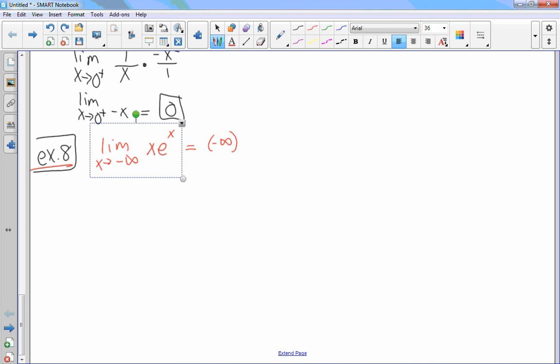What does an e graph look like? Where is e going as you go to the left? Negative infinity. 0. So we have a product, an indeterminate form, that's a product. We have to manipulate it into a quotient in order to use L'Hopital's rule. Okay. So what should be my numerator? What should be my denominator?